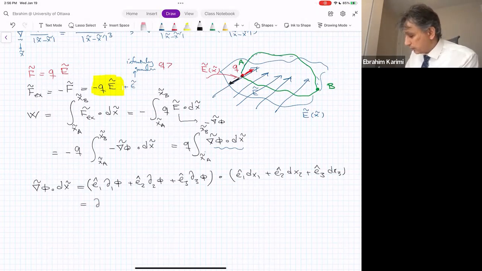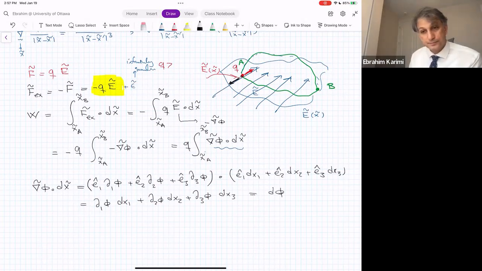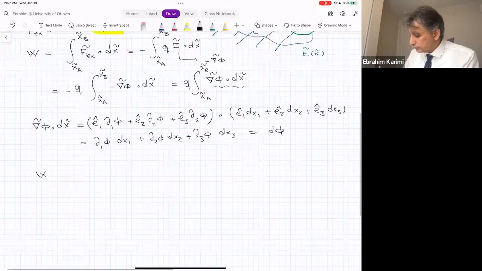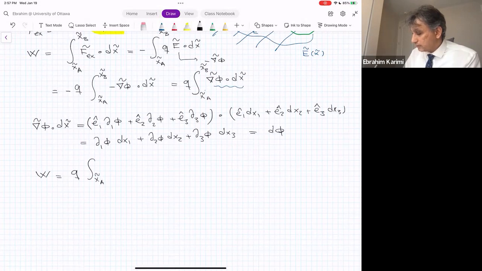So then I will get derivative with respect to 1 of phi dx1, plus derivative with respect to 2 of phi dx2, plus derivative with respect to 3 of phi dx3. And this is nothing more than d phi, right? Good. So then the work essentially will be q times the integral from xa to xb of d phi. Good.